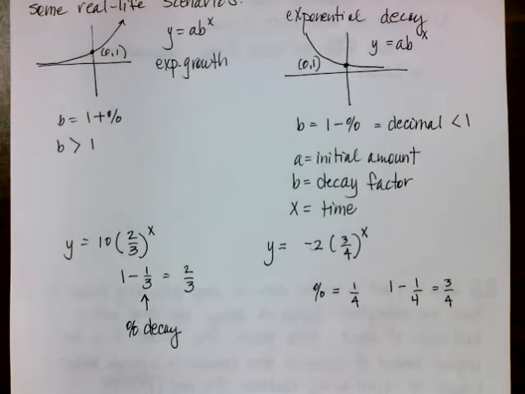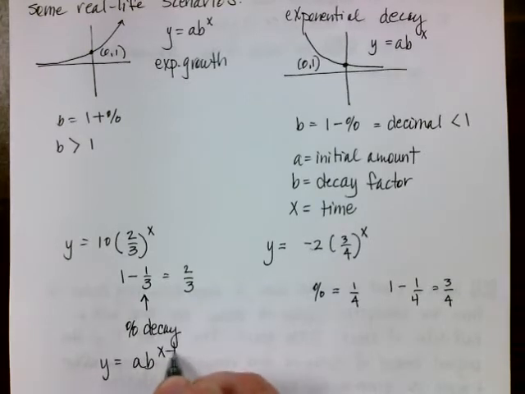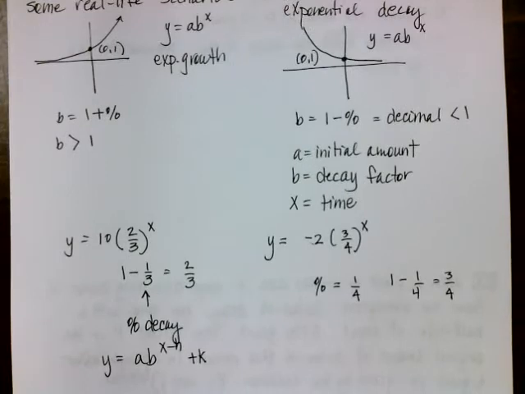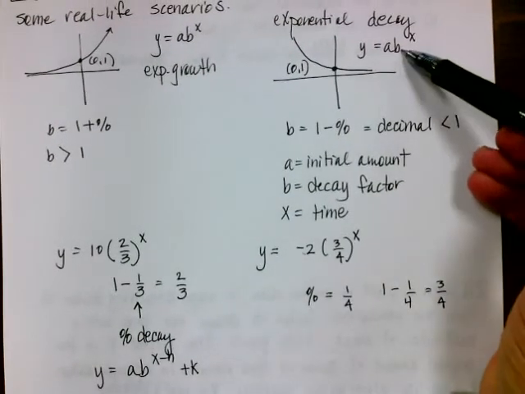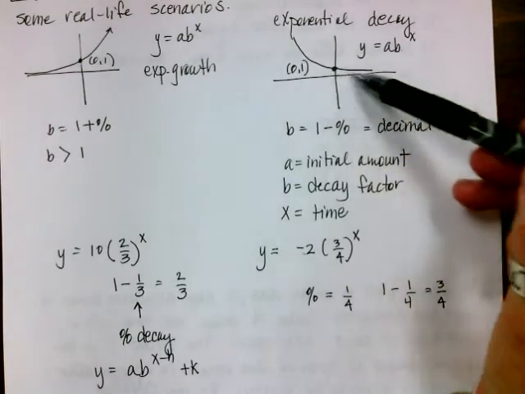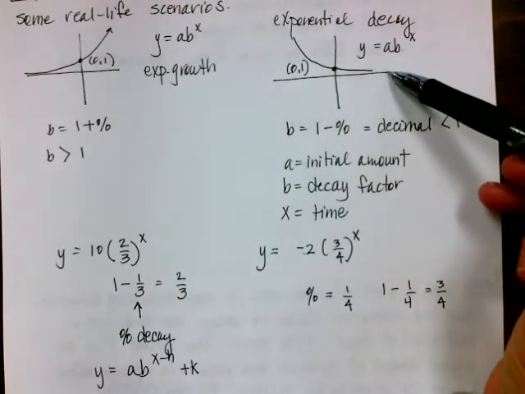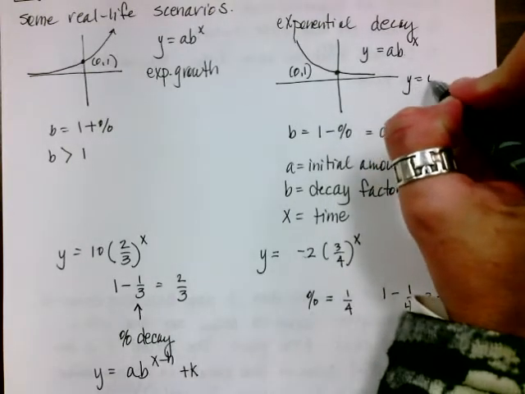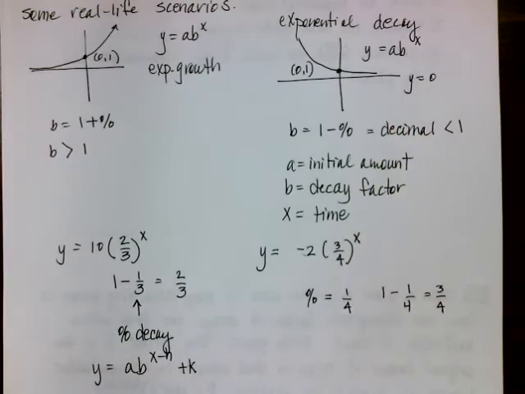Okay? I can translate this just like I did my other ones, so I could have y is equal to a b to the x minus h plus k. So virtually everything still looks the same. The only primary difference is b, and if you'll notice my graph is decreasing, it's getting closer and closer to 0. On this one, my horizontal asymptote would be y is equal to 0, because it will never quite get there, but it's trying to.